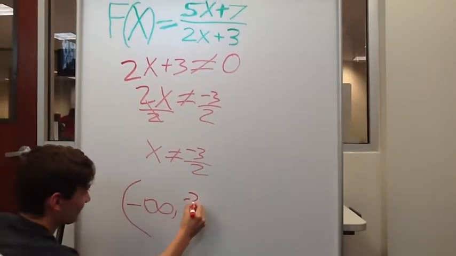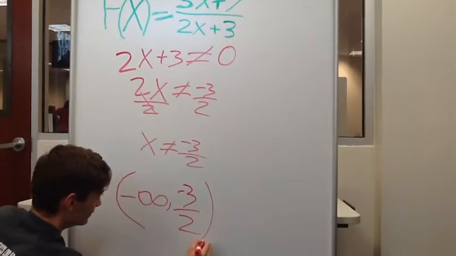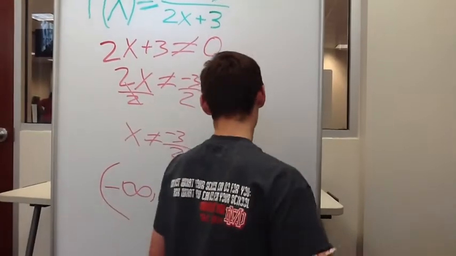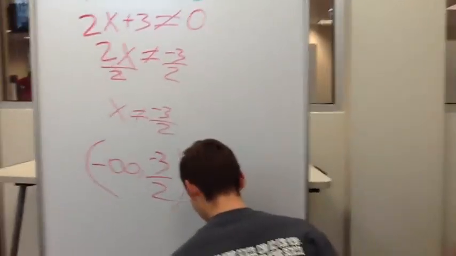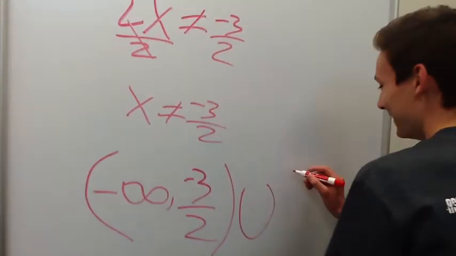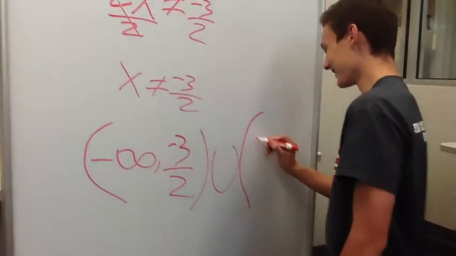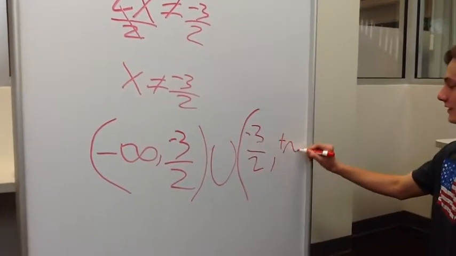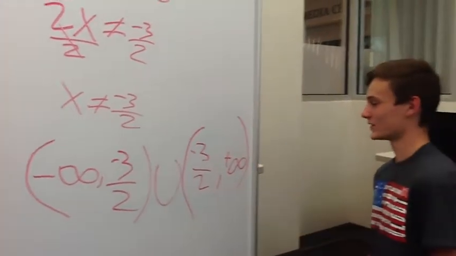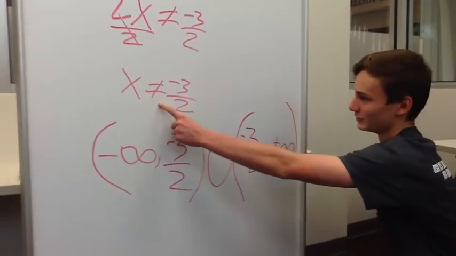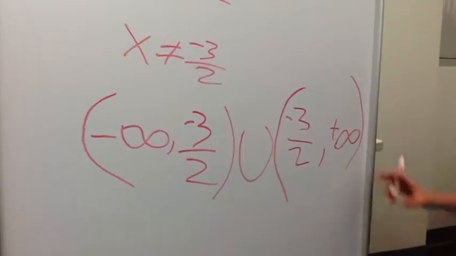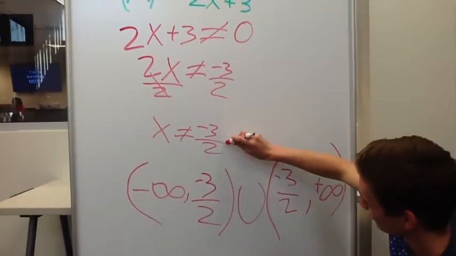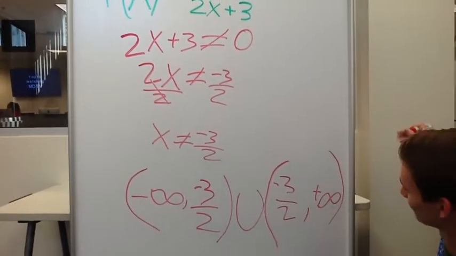Okay, so next, we get our answer, which is negative infinity, comma, negative 3 over 2, union, negative 3 over 2 to positive infinity. And so basically, what this is saying is that because x cannot equal negative 3 over 2, the domain is everything except negative 3 over 2. So that's the answer to the first function.